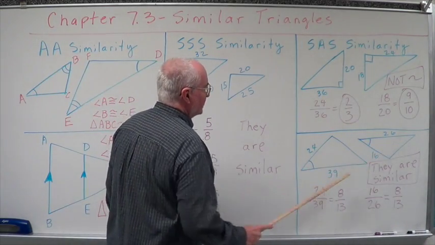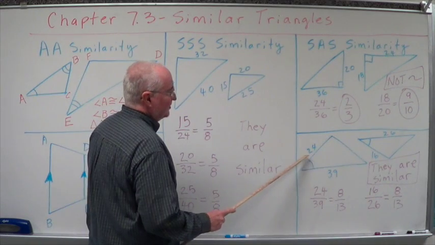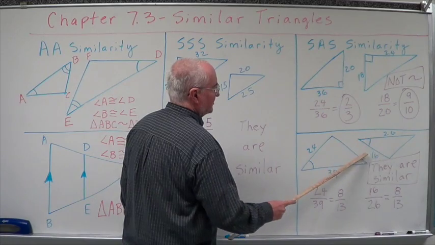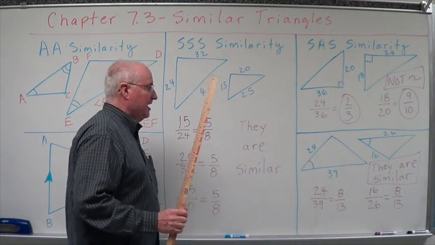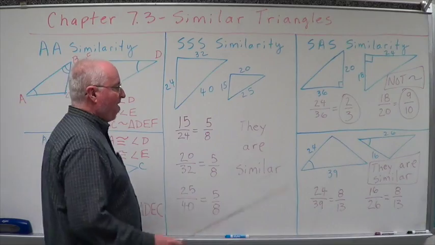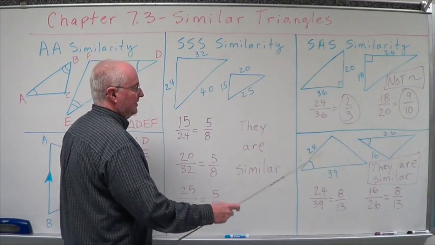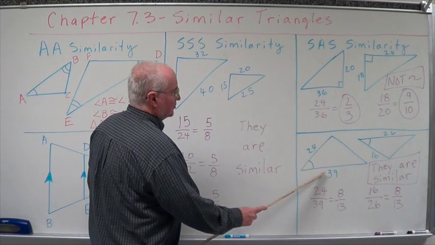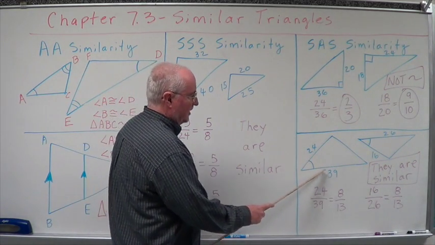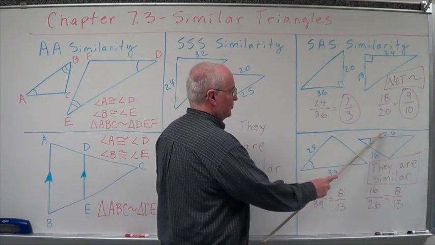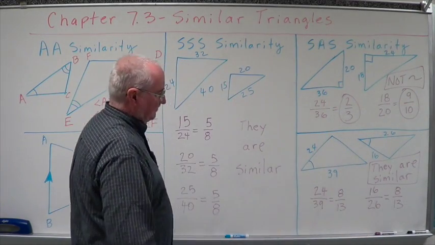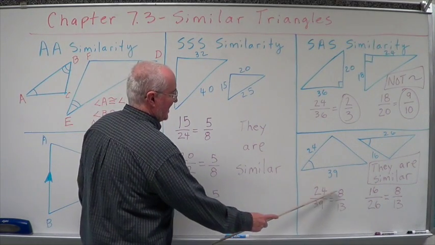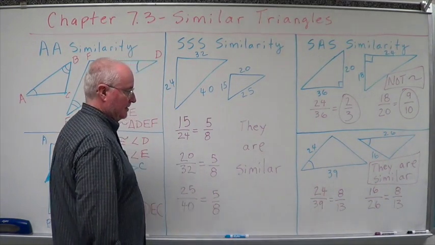We have two triangles. We're told that the included angle between these two sides is congruent to the included angle between these two sides. So let's set up our proportions between these. We're going to set up those proportions just a little bit differently. We're going to say, is the short side of this one proportional to the long side of the same one, as the short side of this one is proportional to the long side of that one? Let's see what we come up with. 24 is to 39 is 8 is to 13.